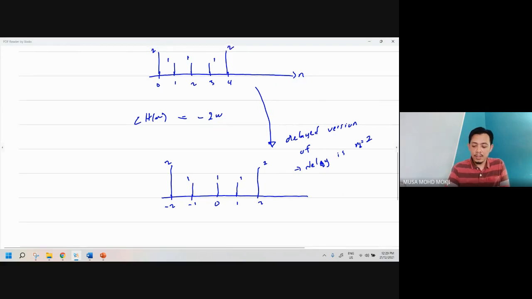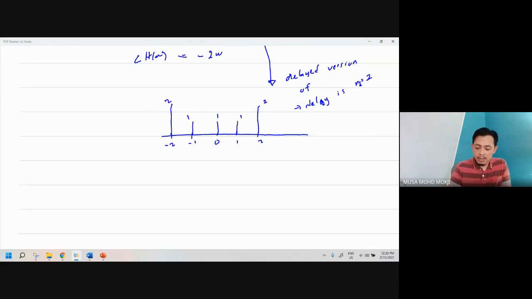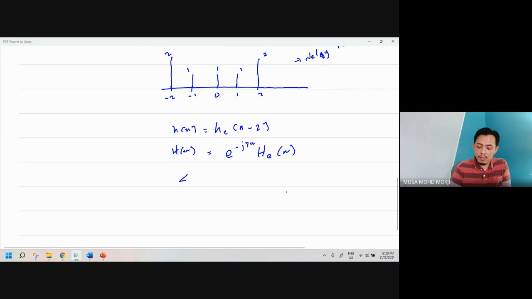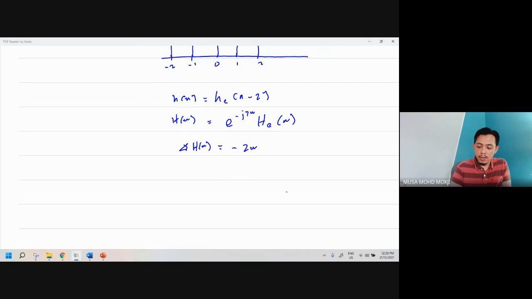Because let's say this is our h[n], which is actually equal to h_e[n minus 2]. So this is what we have. And H(omega) is just equal to e to the minus j 2 omega times H_e(omega). So that's why the phase is simply minus 2 omega. And then what is the magnitude? The magnitude is equal to the magnitude of H_e(omega).